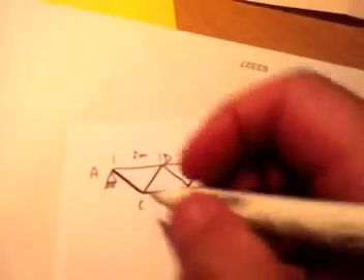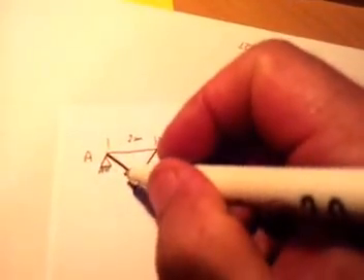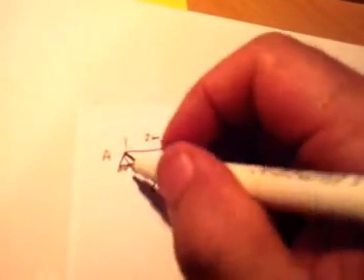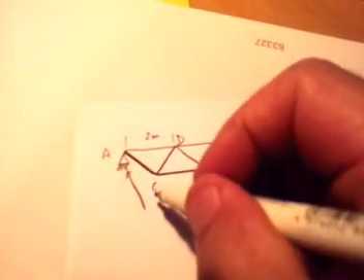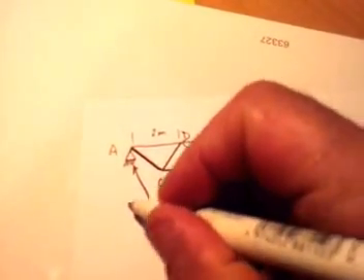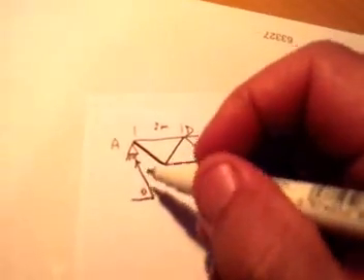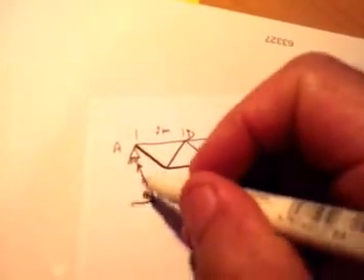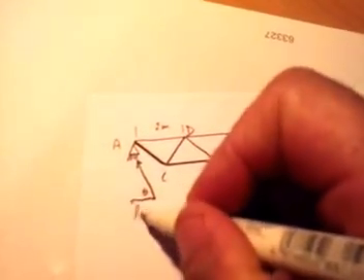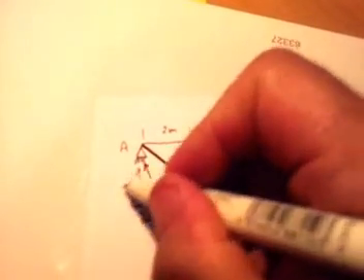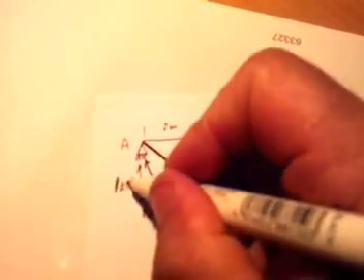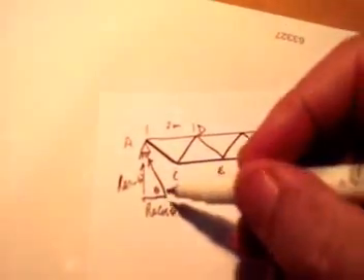First I'm going to say that the reaction at A, I want to define it a little bit. I want to say that it's going to be a reaction like this. I'm guessing it's going to be that way, and it's going to make an angle theta with the horizontal, and it's going to have a horizontal component called RA cos theta, and a vertical component called RA sin theta. So I've resolved those into horizontal and vertical components.